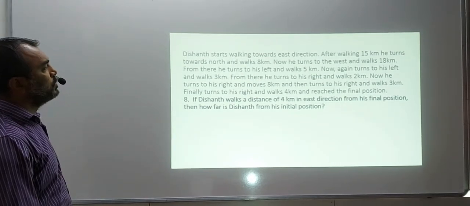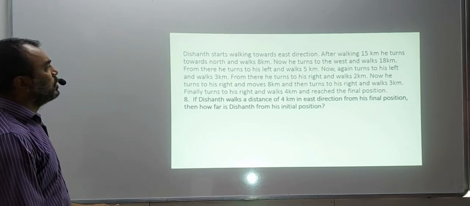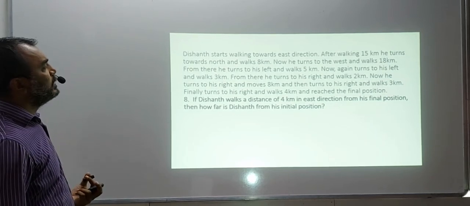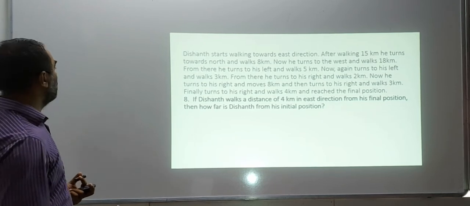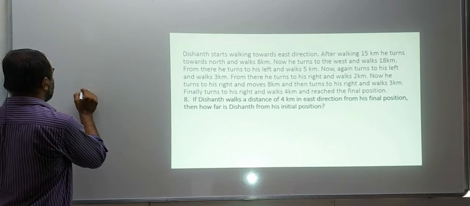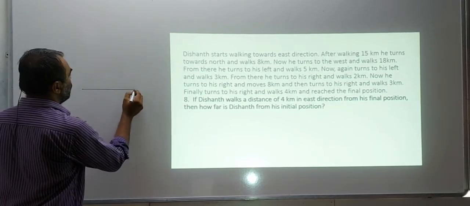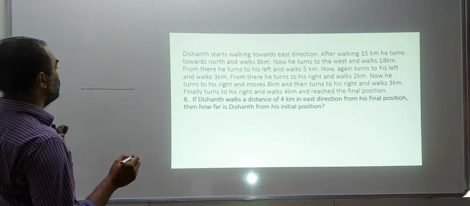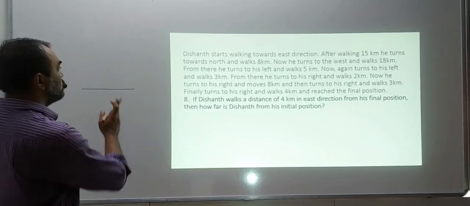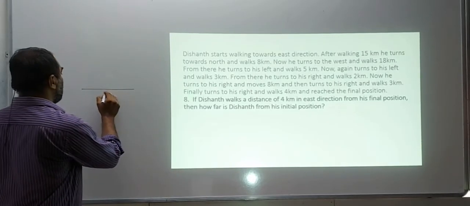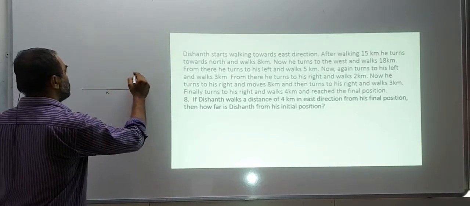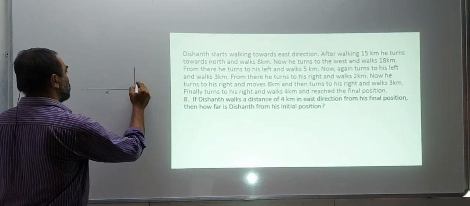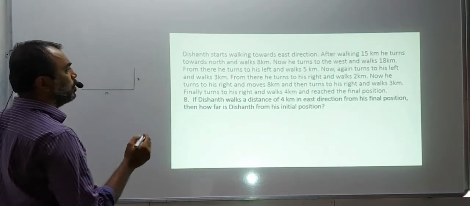It's a simple question, so you can start with it. He's walking in the east direction. After walking 15 kilometers means the initial position 15 kilometers to the east, he turns towards north. So now we're going to look right, left or right. The north is the top part. So this is 15, and then he walks 8 kilometers to the north.